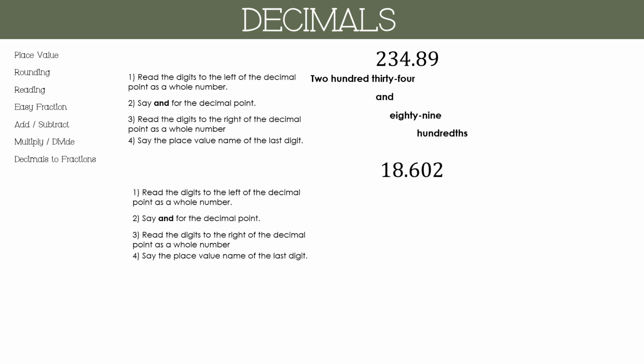Here's one for you to try. Pause the video, say it, and then press play to see if you're right. Okay, let's see how you did. Read the digits to the left of the decimal point. Well, that's 18. Say "and" for the decimal point. Read the digits to the right of the decimal place, 602, and then say the place value name of the last digit. Well, the last digit is a 2, and that's in the thousandths place. So we would say this number as 18 and 602 thousandths.